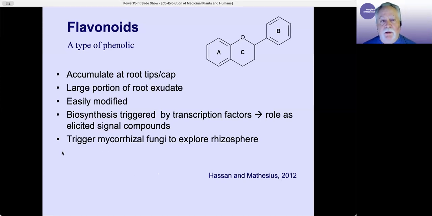So these exudates in the root tip are a way to send out a message, either, hey, what friends are out there? We're looking to party. Or, hey, look, let's have some combat going on.